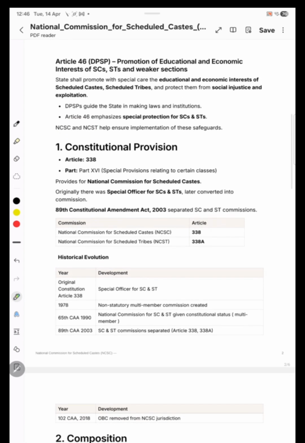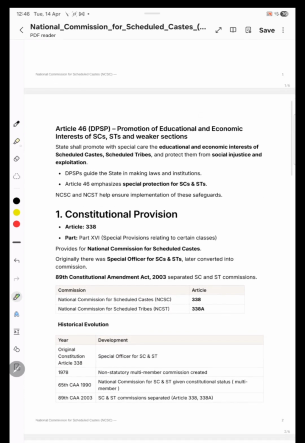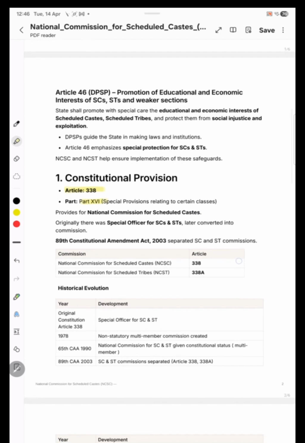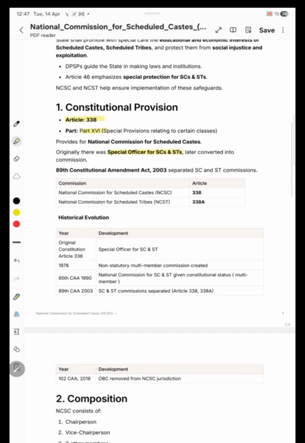Now let's see the article. NCSC is Article 338. We need to remember this, Article 338. This is in Part 16, special provisions relating to certain classes. Originally in this article a special officer position was created for SC and ST. Later this was converted into a commission, right? And when it was converted into a commission, it was a single commission for both NCSC and NCST. So let's see it from here.